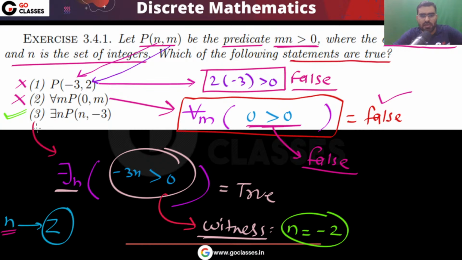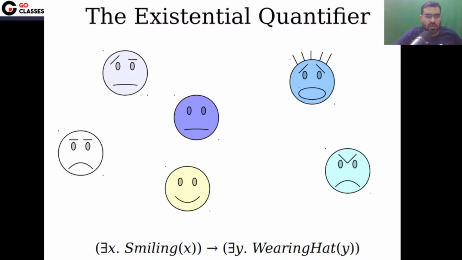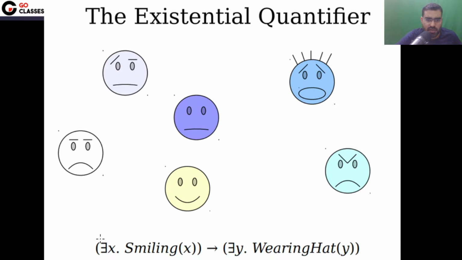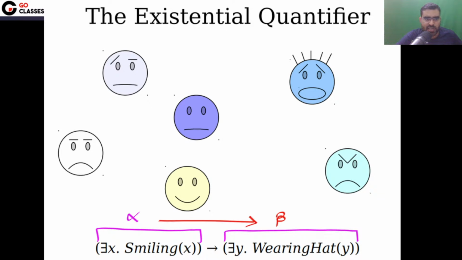Okay, very simple. Now let's move on. Now let's see this question. Tell me the answer for this one. The existential quantifier. This statement is given to you. First of all, you can see that this parenthesis is going from here to here. Let me call it alpha. And this parenthesis is going from here to here. Let me call it beta. So you have alpha implies beta.